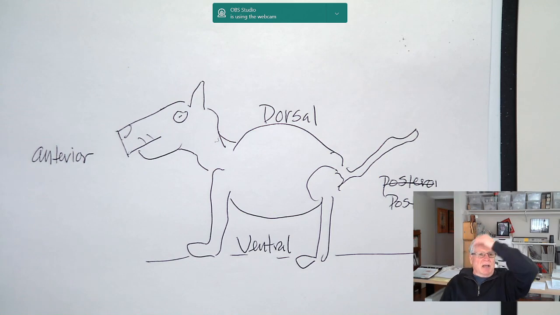Those are the parts. So anterior is the first thing that you see as your dog is walking towards you. It's the head part. And posterior is the last thing you see as the dog walks away from you. So that's the back end where the tail is. And then its back is dorsal and its belly is ventral. Okay? So this is true for all four-legged animals.